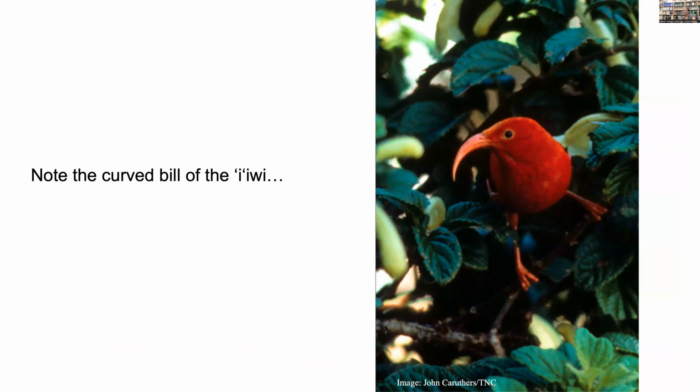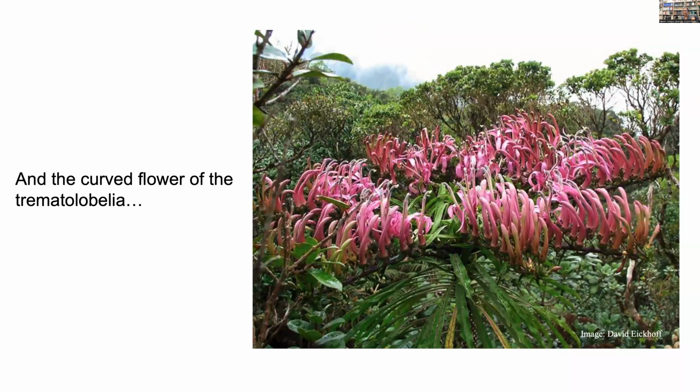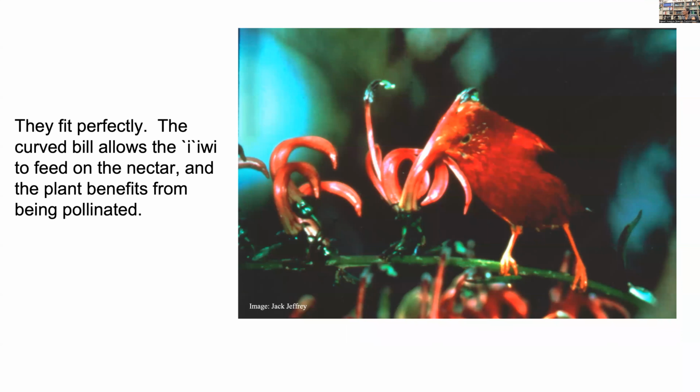So when you look at the curved bill of the EEV and the curved flower of the Trematolobelia, of which there's about 125 different species that arrived tens of millions of years ago and changed into different species over time, and you look at the perfect fit of that EEV bill into the Trematolobelia, you can see it's getting a little bit of pollen dabbed on its head. So you know what pollinates this species. That's change over time. It's not change just based on food. It's also co-evolution, co-changes over time.